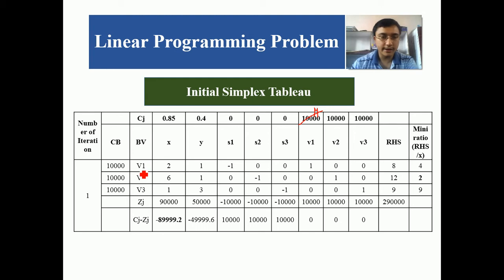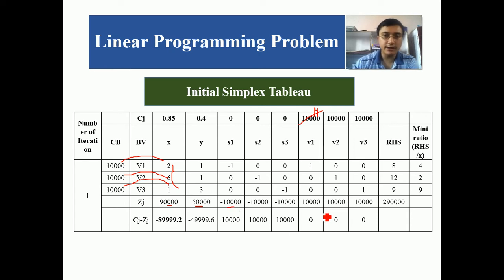In our case, the very large numbers are the basic variables, that is v1, v2 and v3, and CB refers to the respective coefficient, and Zj is obtained by multiplying 10,000 into 2 plus 10,000 into 6 plus 10,000 into 1, and adding their results we get 90,000. Similarly, for the second 50,000, third minus 10,000 and so on.